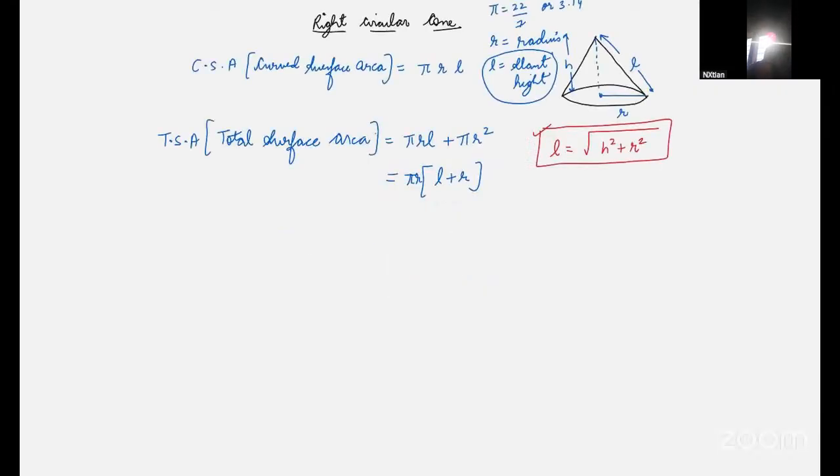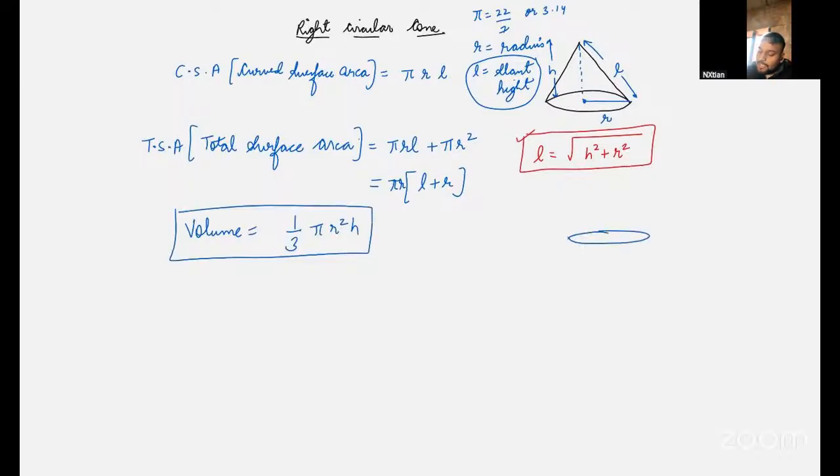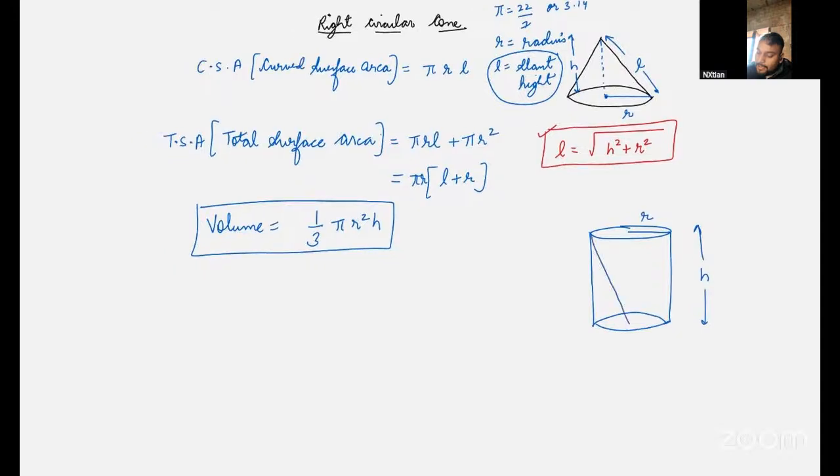And if I talk about volume, volume is equals to 1 by 3 pi r square h. Now, what does this mean? Everyone, please pay attention. For example, if I take a cylinder whose height is this and whose radius is r, and inside this I put a cone of the same height and same radius, we got that the cone having the same height and same radius is 1/3 of it.